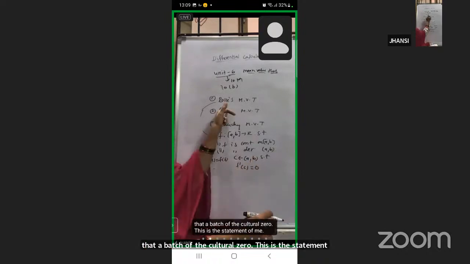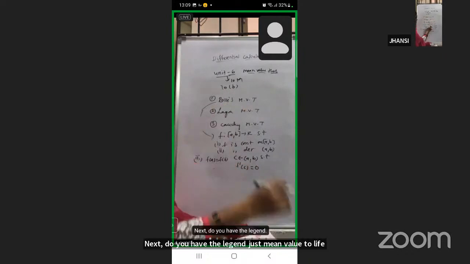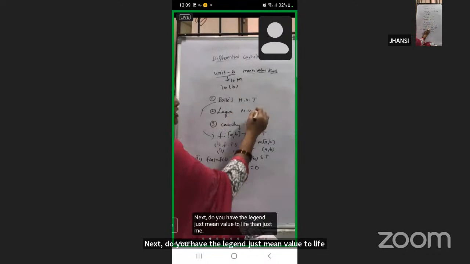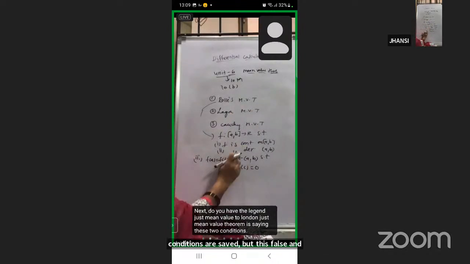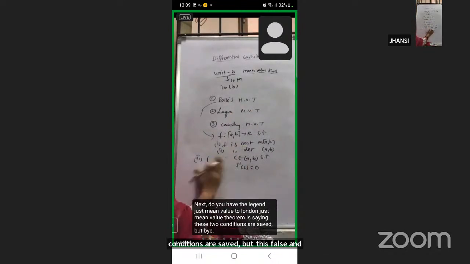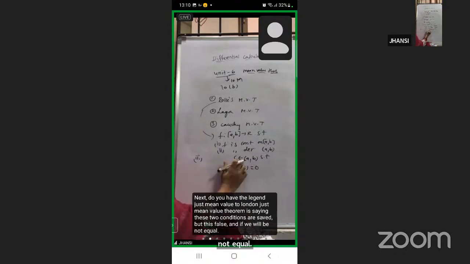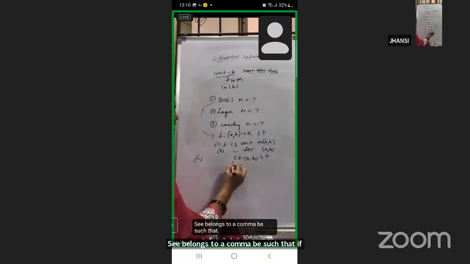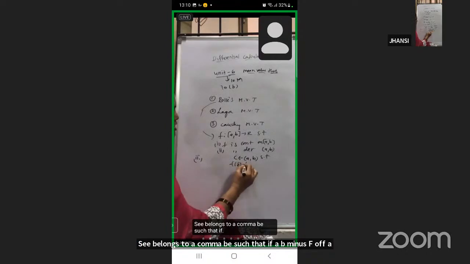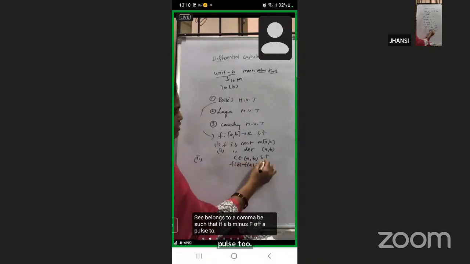Okay. Next, you have Lagrange's mean value theorem. Lagrange's mean value theorem is the same. These two conditions are the same, but f of a and f of b will not be equal. There exists c belonging to (a, b) such that (f of b minus f of a) by (b minus a) equals f dash of c. Okay, this is the statement of Lagrange's.